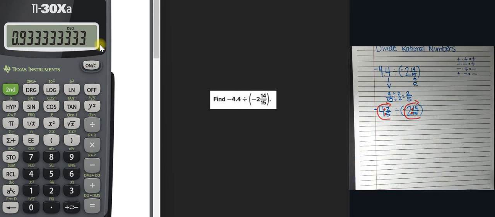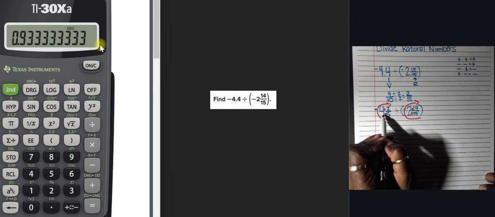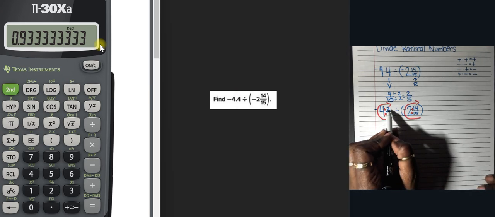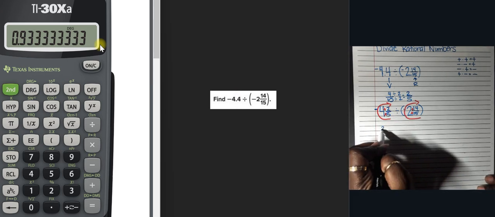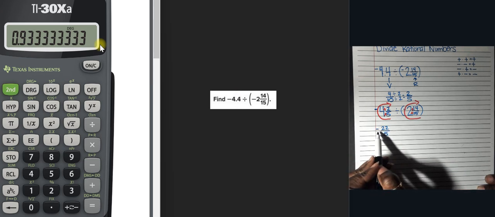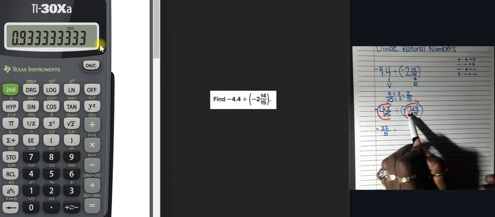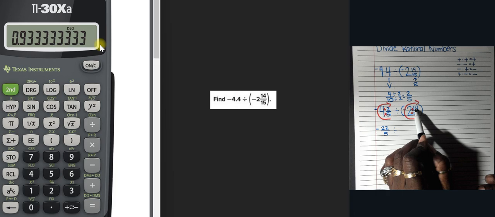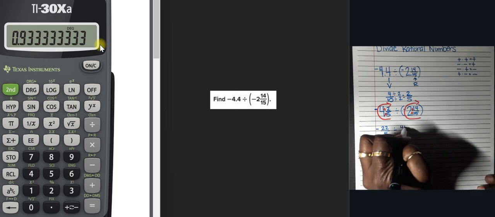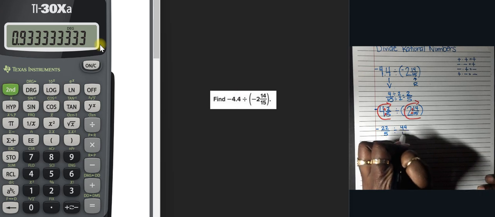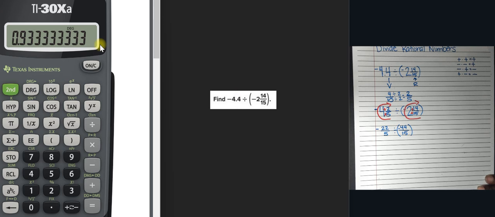All right. So what we have is 5 times 4. That gives me 20. 20 plus 2 gives me 22. So that's 22/5. And remember to keep that negative sign that we had. And we're going to divide that by 15 times 2. That gives me 30. 30 plus 14 gives me 44 fifteenths. And again, don't forget that negative sign that we had here.